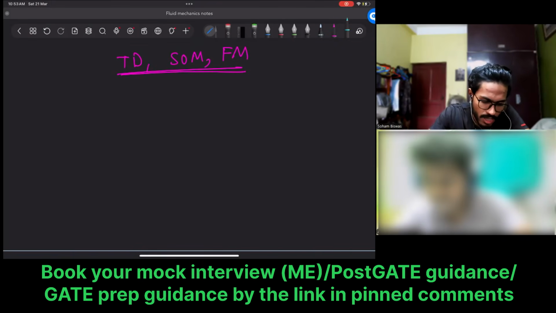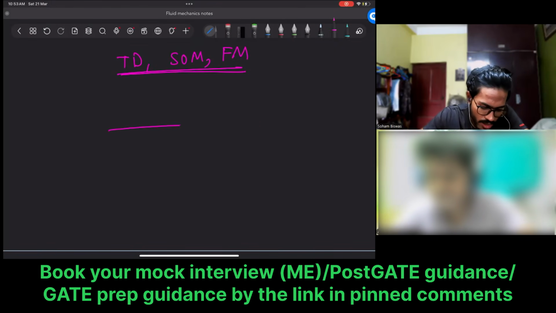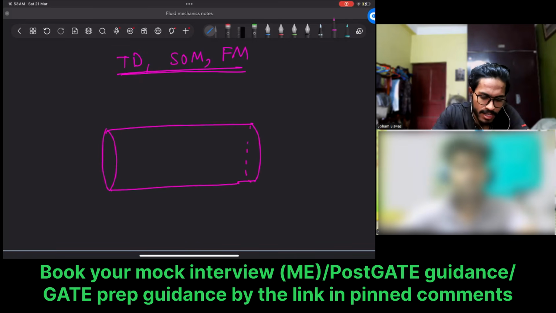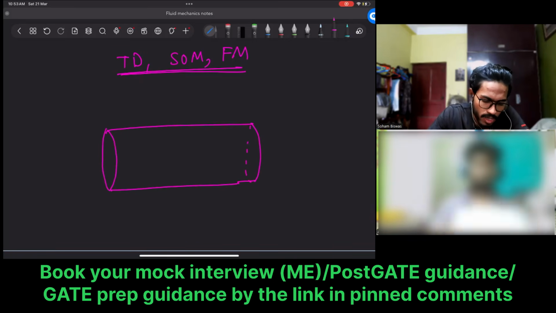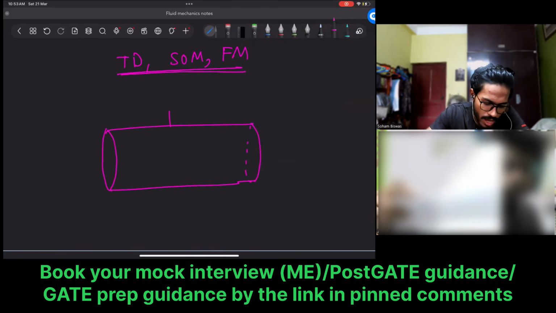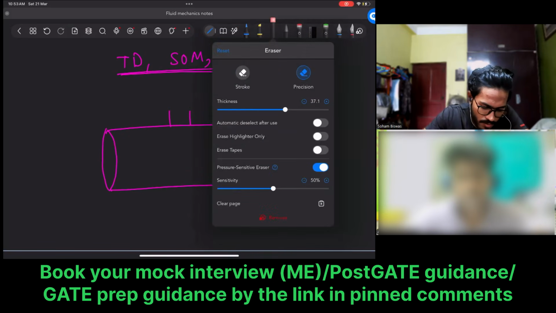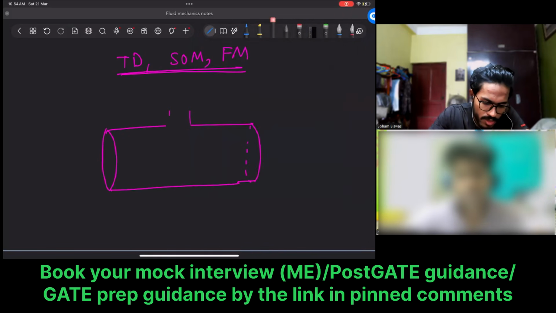What I was telling is that this is a drum, right? A horizontal drum. Let us say that we have a hole here like this. Through this hole, I am just pouring water.